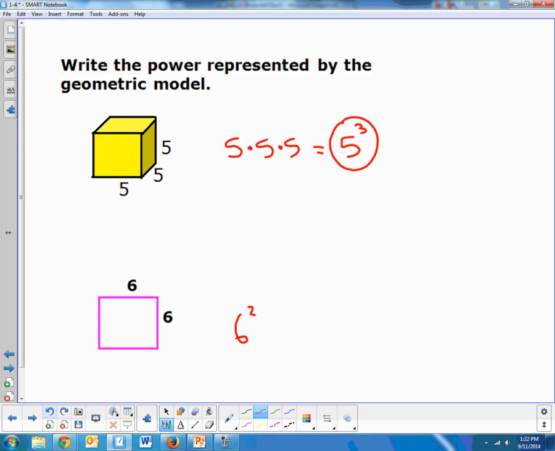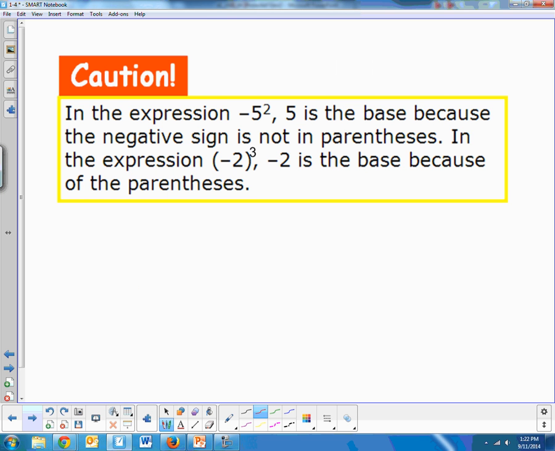Moving ahead here, a big caution. Red, yellow, all sorts of different colors. Let's be careful about this. Parentheses are very important, but parentheses are very specific. They make sure that we do things exactly right. So the example they gave is -5 to the second power, -5 squared. Now, you have to be very careful about this.